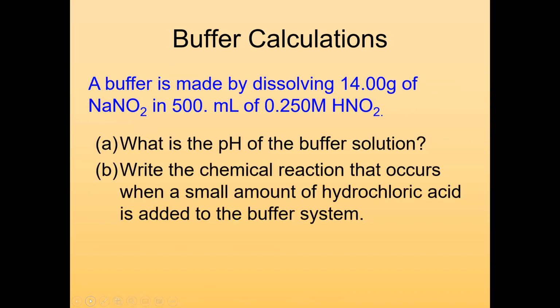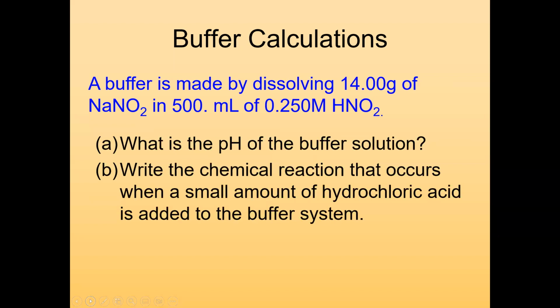All right, let's look at another problem. Here we have a buffer that's made by dissolving 14 grams of sodium nitrite in 50 milliliters of a 0.050 molar nitrous acid. First thing it wants to know is what is the pH of the buffer solution? And it wants us to write a chemical reaction that would occur when a small amount of hydrochloric acid is added to the buffer solution.